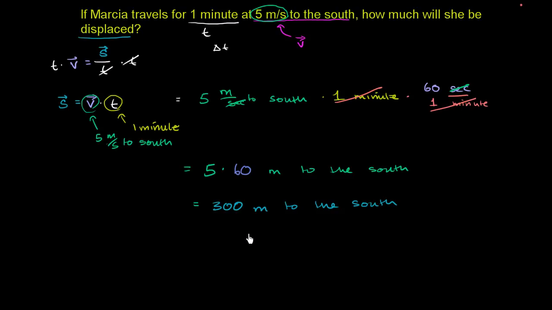That's how much she has been displaced. If they just wanted the distance, you could say that she traveled 300 meters. Just that part. The magnitude of the displacement, that is the distance that she traveled.